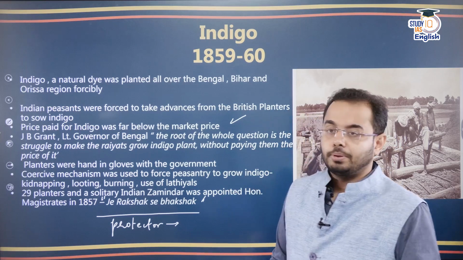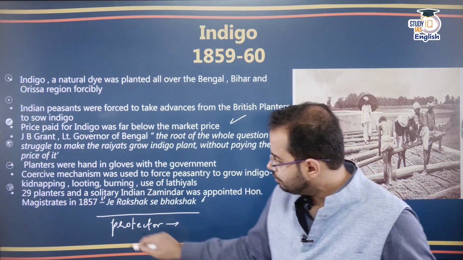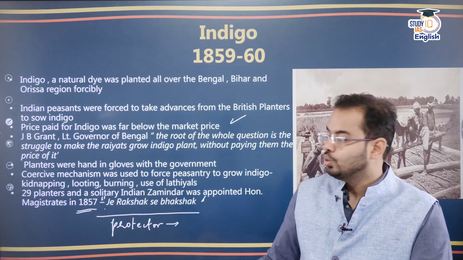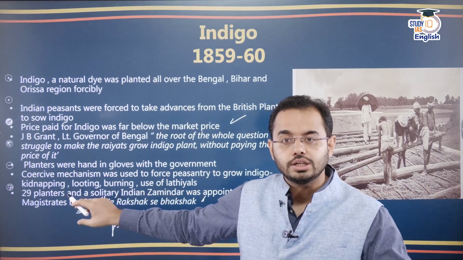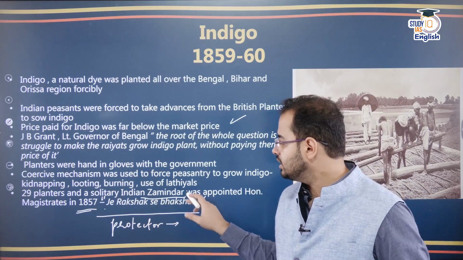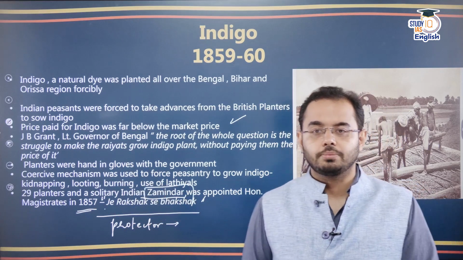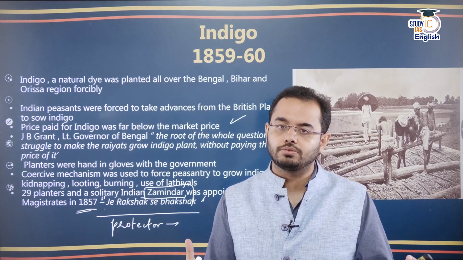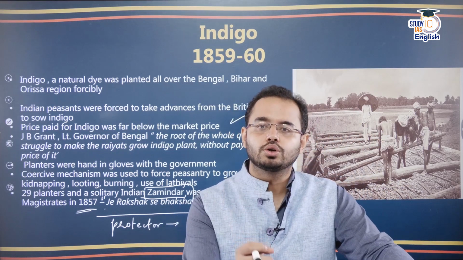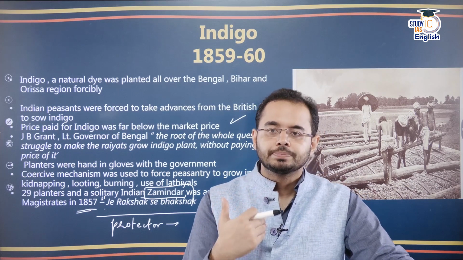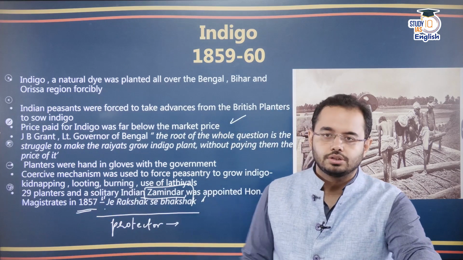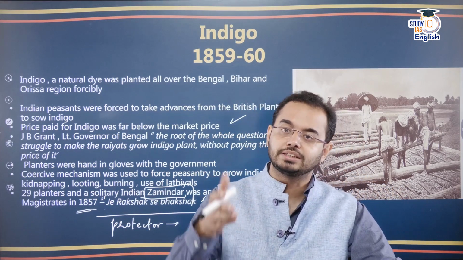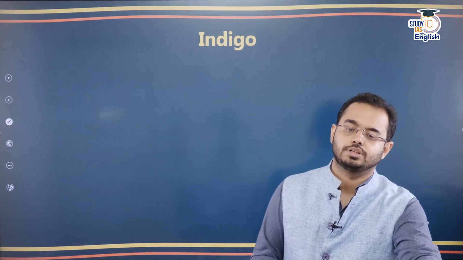Why? Because Bipin Chandra says in his chapter that during the time period of 1857, 29 planters were made district magistrates, honorary district magistrates, along with one Indian zamindar also. So you can imagine, if planters were given the position of honorary district magistrate, that means they had judicial powers, and they could tell anybody that if you don't grow the indigo crop according to my price and according to my will, then I can confiscate your land. It's as simple as that. So the government orders were officially sanctioned by these merchants themselves. That became the tough part.